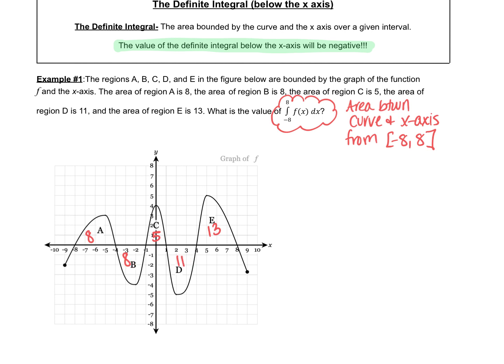So I'm going to use colors to highlight. Anything above the x-axis, I'm going to highlight in yellow. That's going to be positive. And then anything below the x-axis, I'm going to highlight in blue, and that's going to be negative. So if you want to label that, you can. These three will be positive. And these two, since they're below the x-axis, will be recorded as negative.